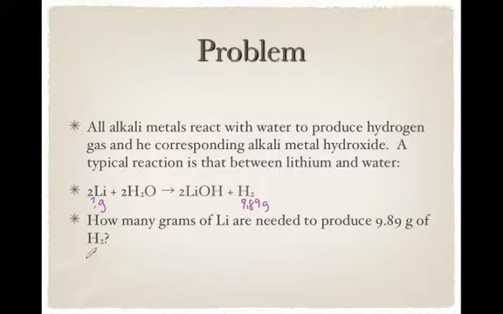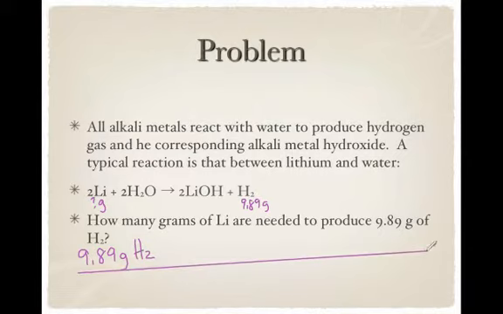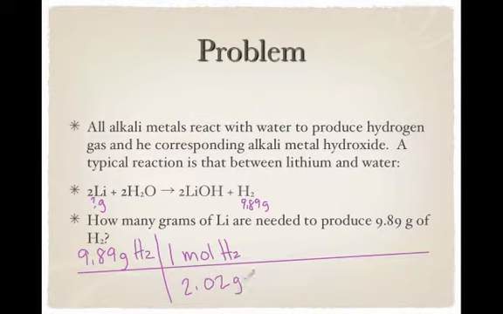So how much hydrogen gas do we have? Right, so we start with the 9.89 grams. And our first step is to convert to moles. So what's the mass of 1 mole of hydrogen gas? 2.02. Does everyone see why we got that? It's H2, so we have to take 2 times 1.01.